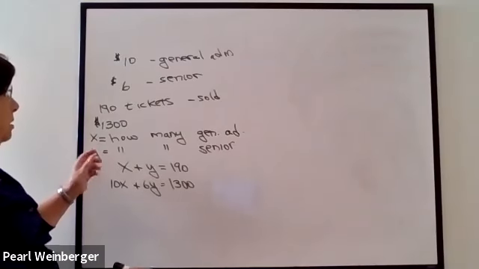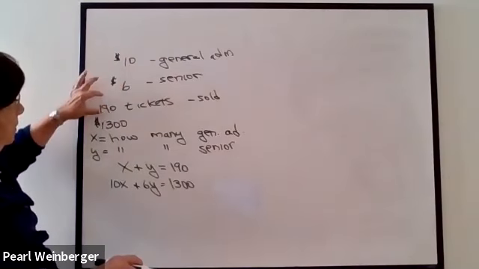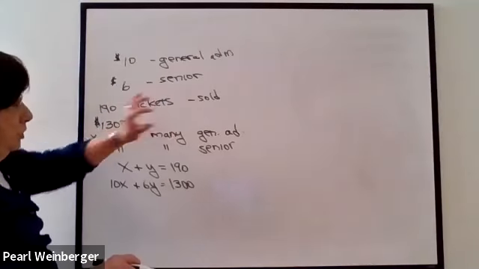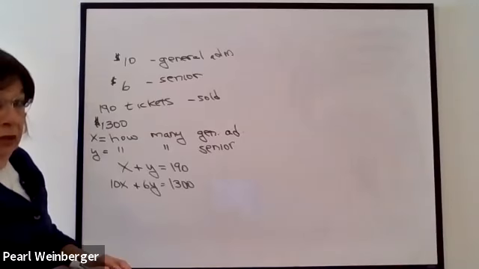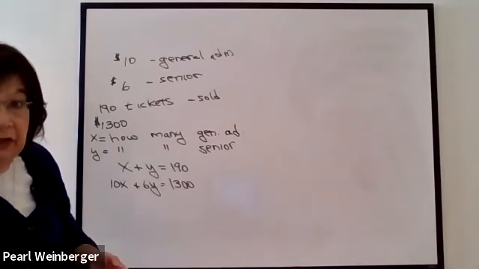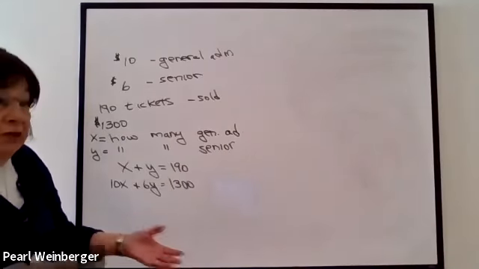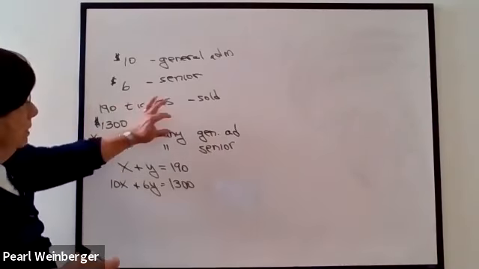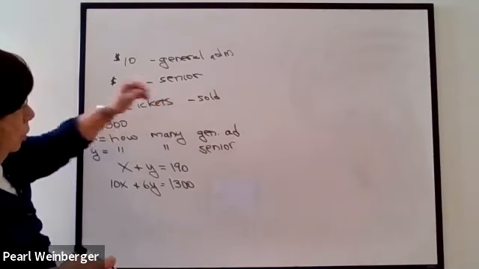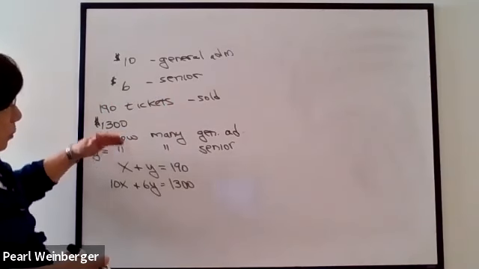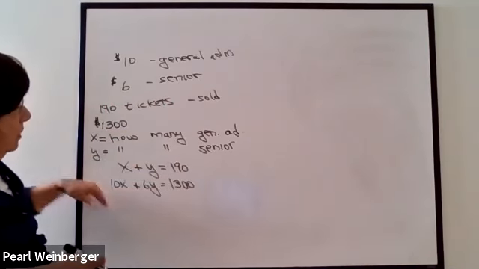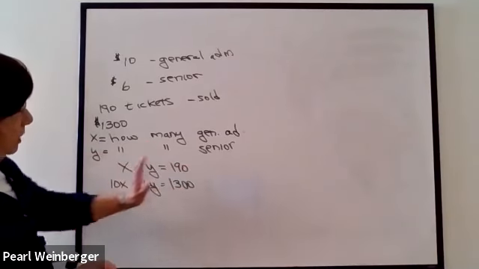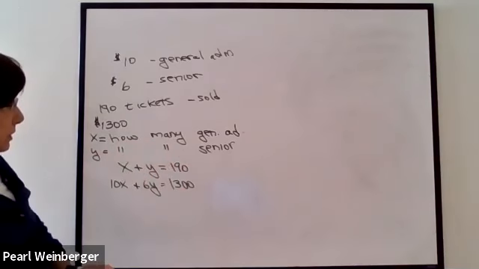And since we were specifically asked how many general admission tickets were sold, we're looking for X. Usually we're asked for both and it doesn't matter, but in this case, since we were told specifically, we want to know how many general admission tickets were sold, we want to figure out what the X is, which means that when we're solving this, we want to eliminate the Y. Again, we're using the elimination method because these are both in standard position.